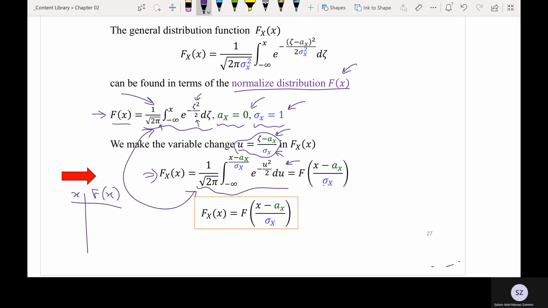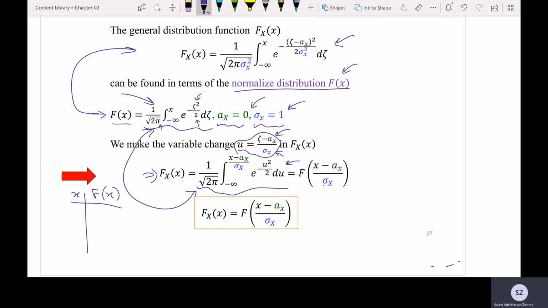Now, suppose that my problem doesn't have 0 mean and unit standard deviation. It has 5 as a mean and a standard deviation of 2. What do I do? I make a change of variable to take this to this. How do I do it? This is calculus. I define u as zeta minus a_X divided by sigma_X. If I do this, then this integral converts into this integral.